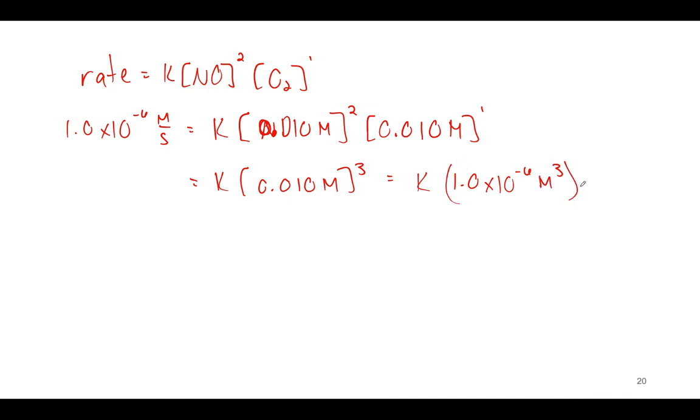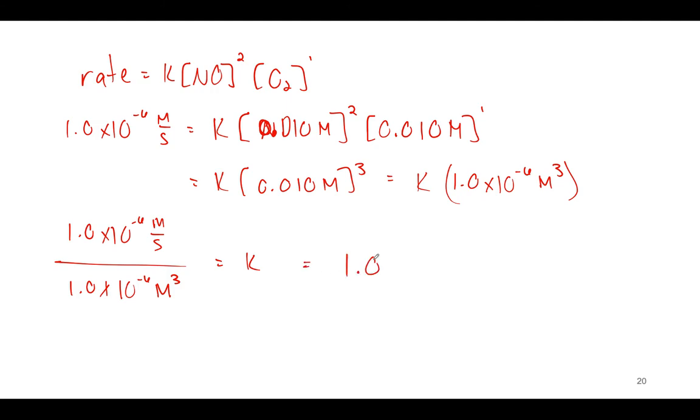All right, so we can see then to rearrange and solve for K, all we need to do is divide each side by 1.0 times 10 to the negative 6. So 1.0 times 10 to the negative 6 molar per second divided by 1.0 times 10 to the negative 6 molar cubed gives us a value of K. Now numerically, in this case, we see something super special occur where K is actually equal to 1.